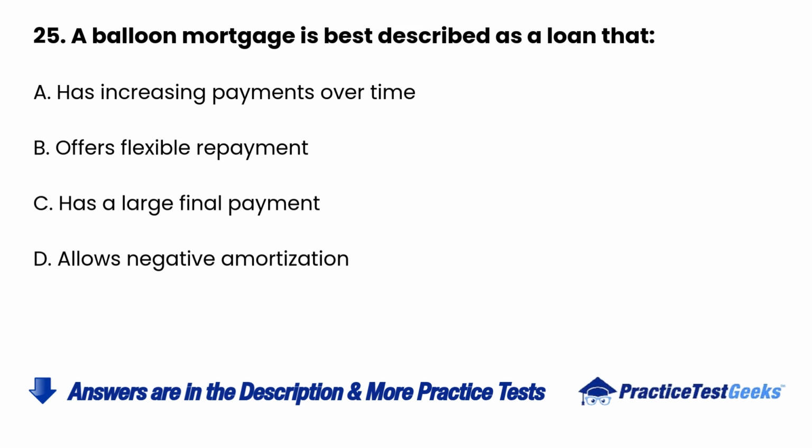25. A balloon mortgage is best described as a loan that: A. Has increasing payments over time. B. Offers flexible repayment. C. Has a large final payment. D. Allows negative amortization.